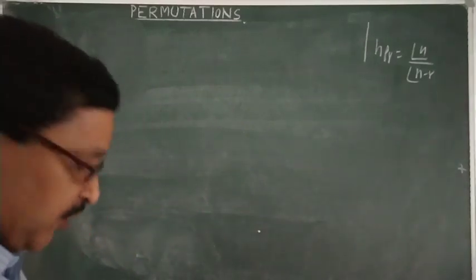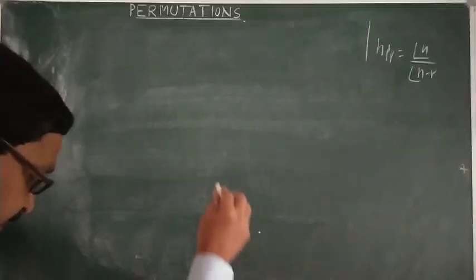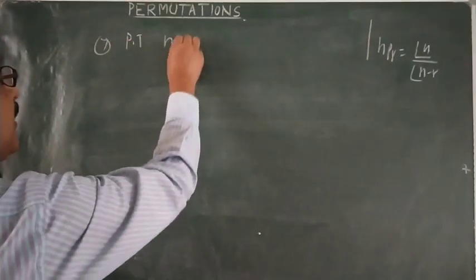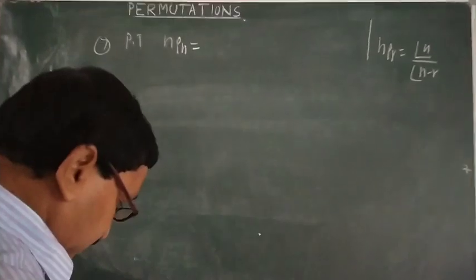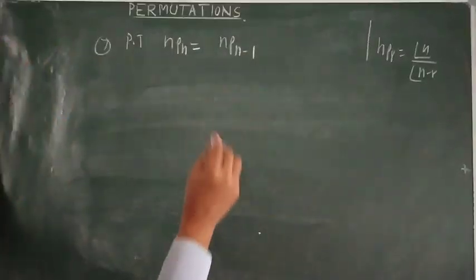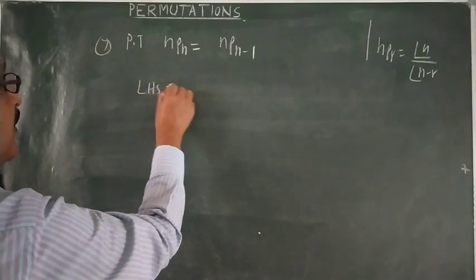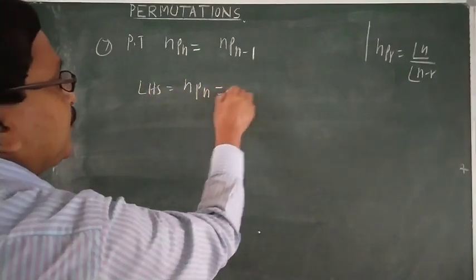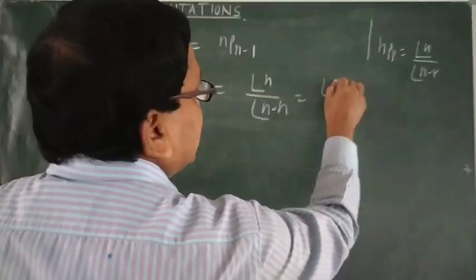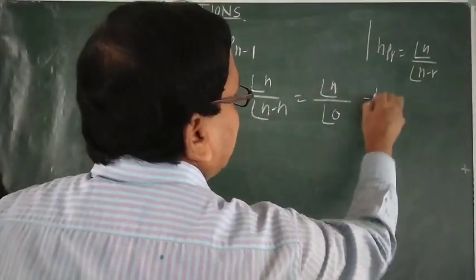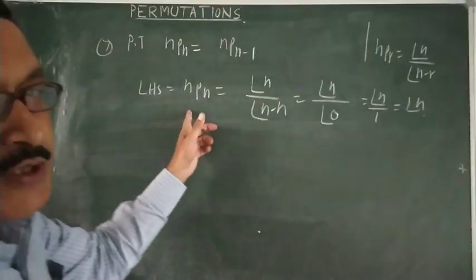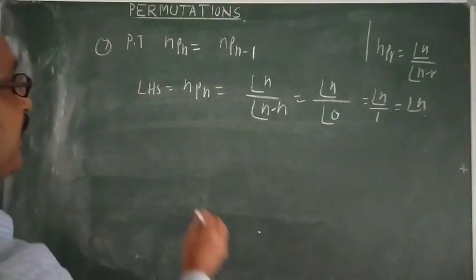This is the 7th question of your book. nPn, prove that nPn is equal to nP(n minus 1). So starting from LHS, nPn, we know that it is factorial n upon factorial n minus n. So this is factorial n upon factorial 0. nPn is factorial n. Now you can directly write nPn is equal to factorial n.